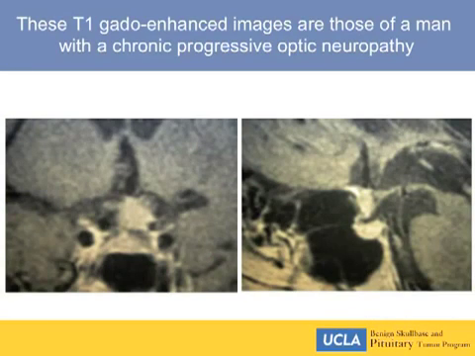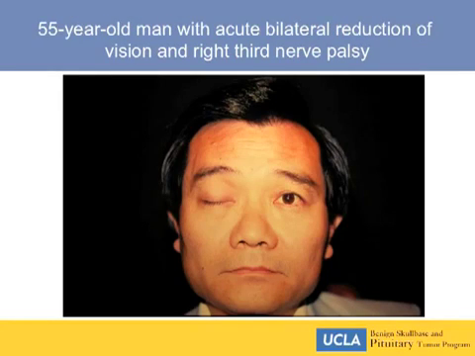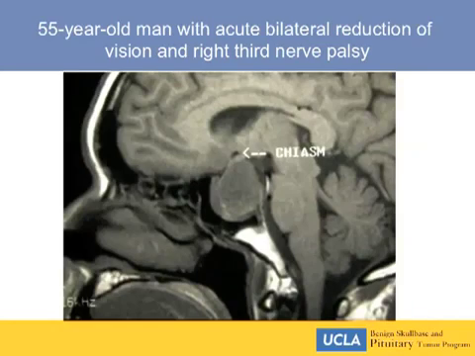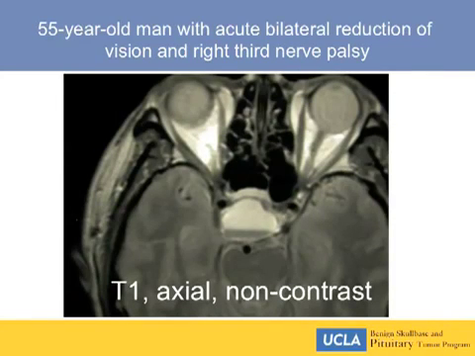These T1 gadolinium enhanced images are those of a man with a chronic progressive optic neuropathy, and you can see characteristics of a small meningioma, which is compressing his left optic nerve. This is a 55-year-old man who felt well when he went to bed, but awakened with severe reduction of vision in both eyes, headache, and third nerve palsy on one side. Pituitary apoplexy. And here's his MR, where you see this huge blood cyst and displacement of the chiasm. And you see his fluid level in this section.